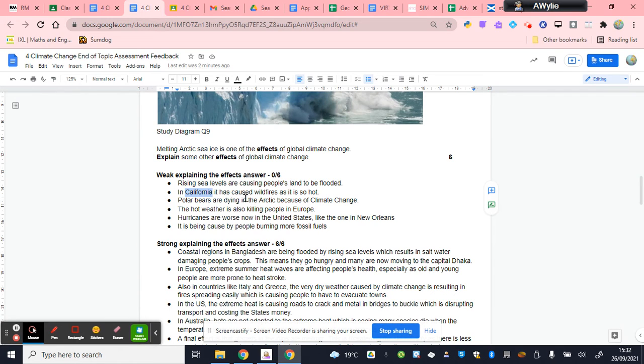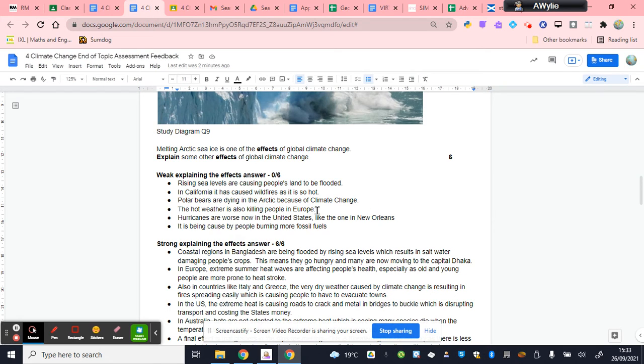Likewise, in California, wildfires, that's true. It's not just hot, it's actually because it's dry. And what you then have to do is tell us how wildfires might affect people or wildlife. And there's nothing like that in the sentence. Polar bears are dying. Okay, yes, they are, but why? So no mark for that point there.